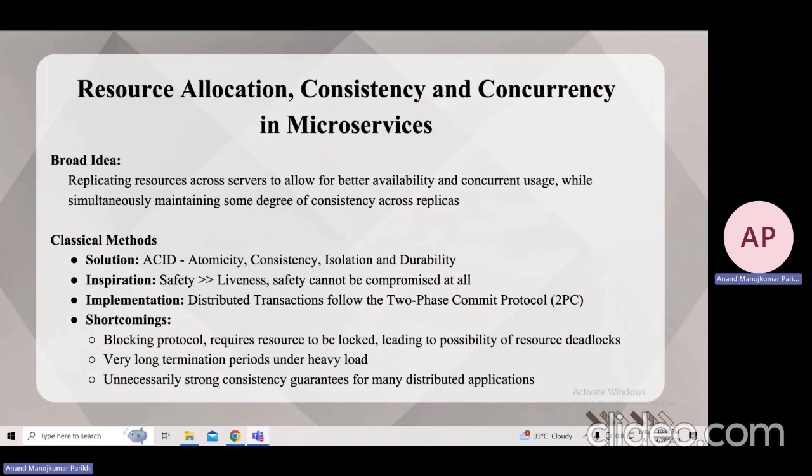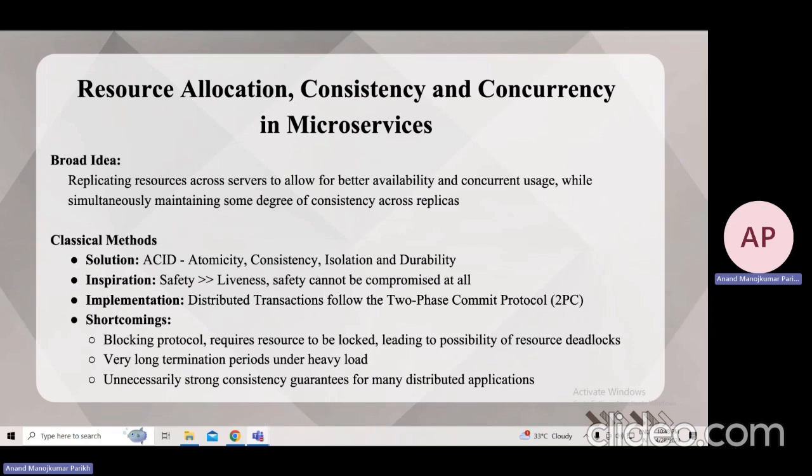The broad idea is that for ensuring higher availability and to allow concurrent access to a resource in a distributed environment, a particular resource, say a file, is replicated across servers. However, these replicas must now be coherent by guaranteeing some degree of consistency. The model that is used widely in most databases is ACID, which says that all transactions must ensure atomicity, consistency, isolation, and durability. It prefers safety over liveness.